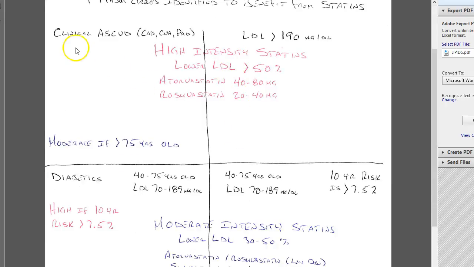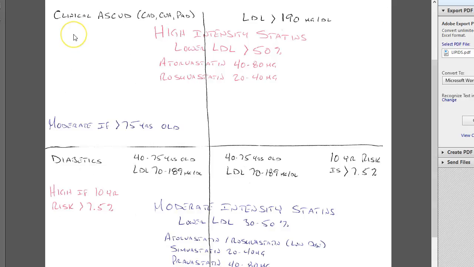Your first group is the one up here in the upper left. So these are people that already have been diagnosed with clinical ASCVD, atherosclerotic cardiovascular disease. An example of that is CAD, coronary artery disease, previous stroke, peripheral artery disease. Somebody who's had a MI obviously would fall into this category. So this is regardless of age. If they have clinical atherosclerotic cardiovascular disease, they fall into this first group, box number 1.